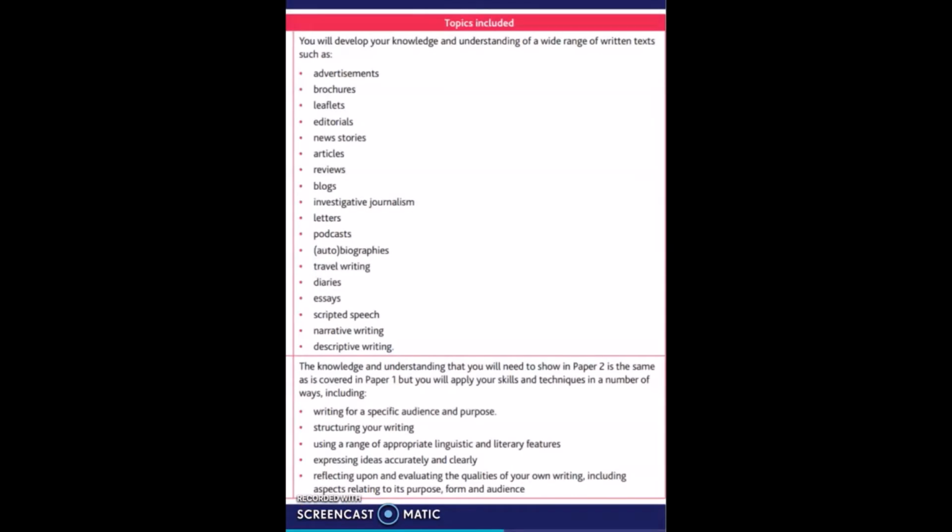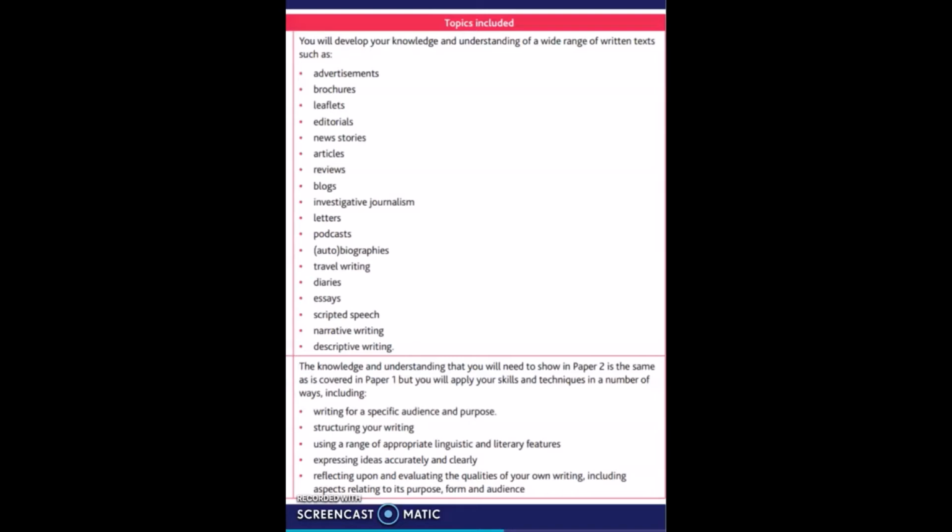Now this is the subject content, meaning all the areas, all the different text types that are covered in your paper 1 and paper 2. So you must be familiar with the key conventions of these different text types. The first one is advertisement. Now I'm going to show you examples of these different text types from the past papers. For example, the first one is the advertisement.